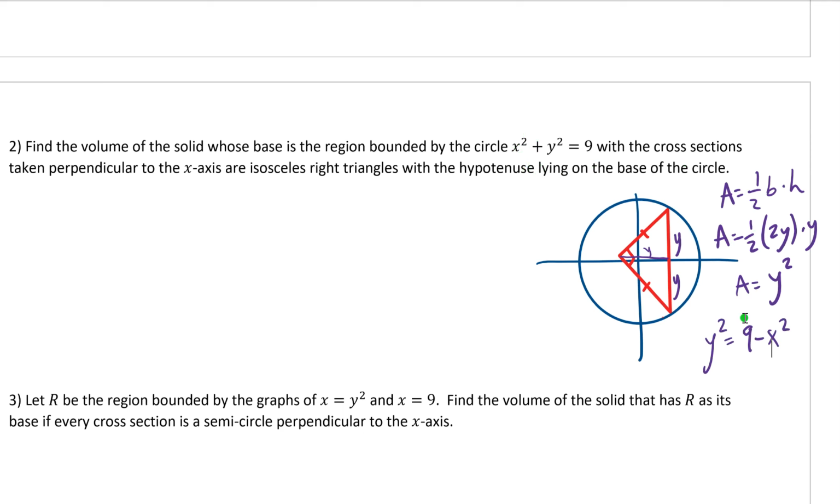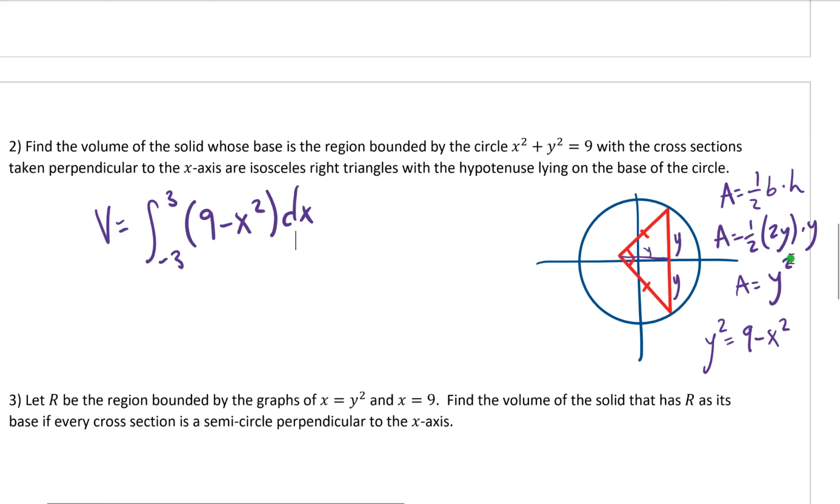That's really cool. So let's try to set up this volume here. We know that it's the integral from -3 to 3, so we could say the integral from -3 to 3, and then we could just have this 9 minus x squared and dx. That's all we need, because that's it. Now, that's a kind of annoying integral, because what I could do is I noticed that this was symmetrical here and here.